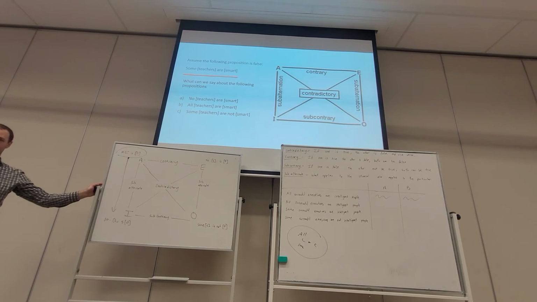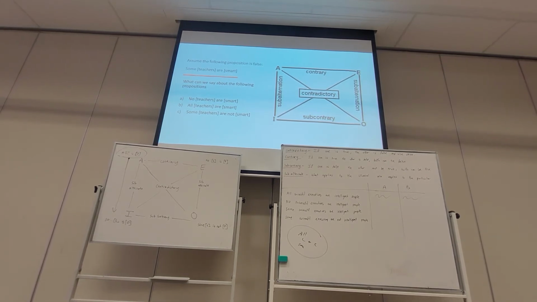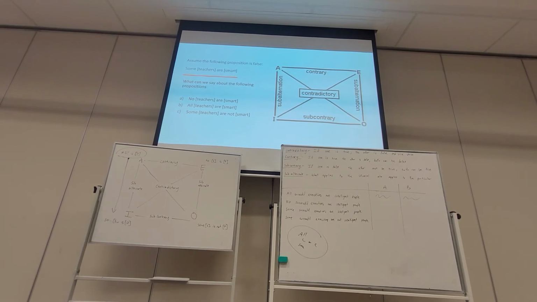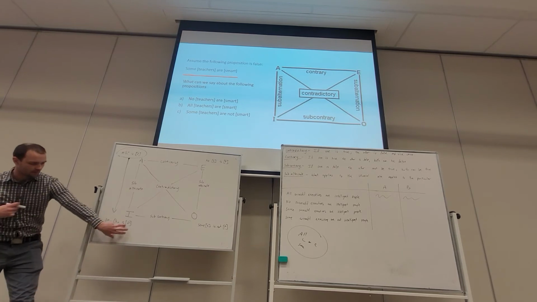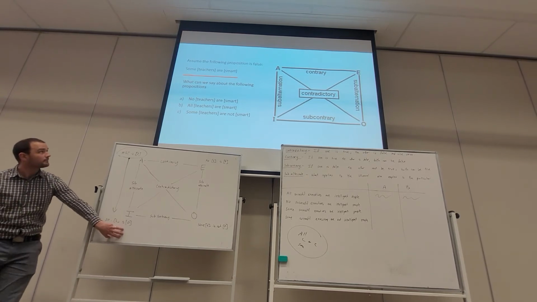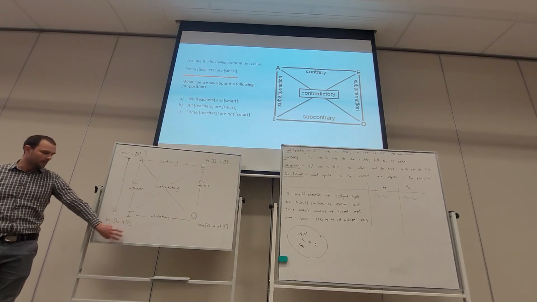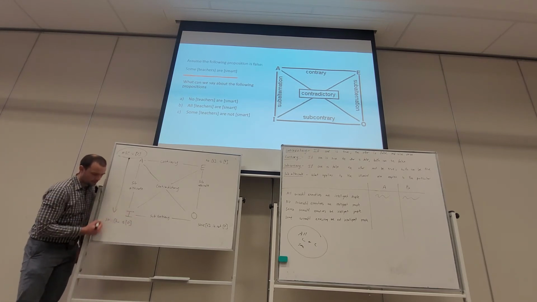We have another example. This one's going to be a little bit trickier. Some teachers are smart. We're not assuming it's true. This time we're assuming it's false. We're saying this proposition is false. What can that tell us about the other propositions? So some teachers are smart is of this form. Now we're assuming that is false.